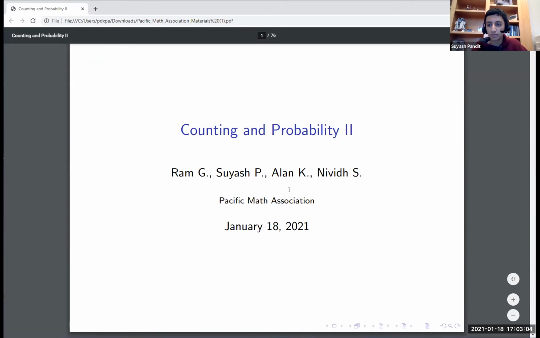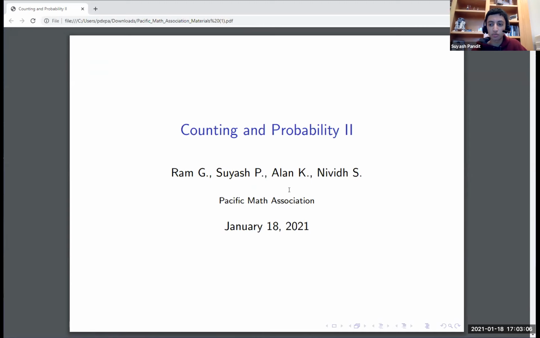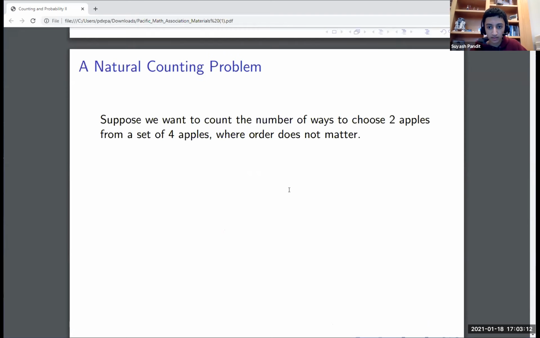So today we're going to be continuing our discussion on counting and probability. It's a big topic, so we need multiple classes to cover it. Let's get right into it. Suppose we want to count the number of ways to choose 2 apples from a set of 4 apples where order does not matter. And actually, assume the apples are distinguishable.